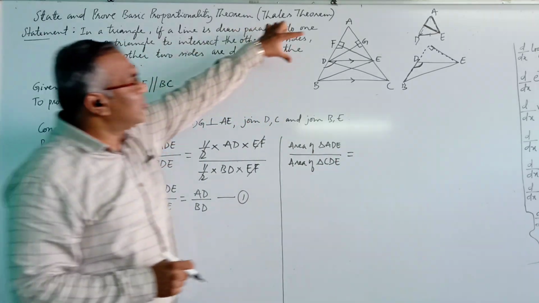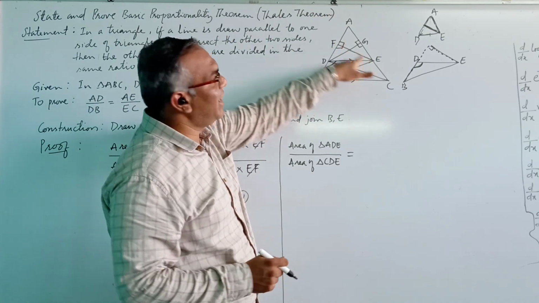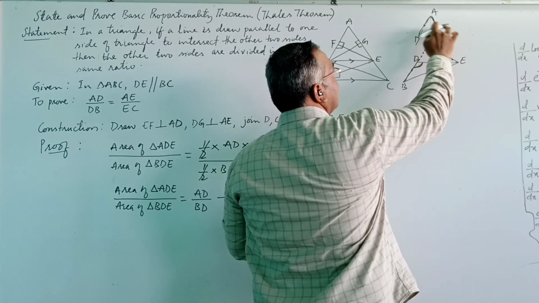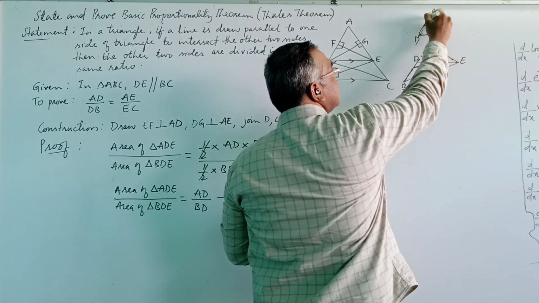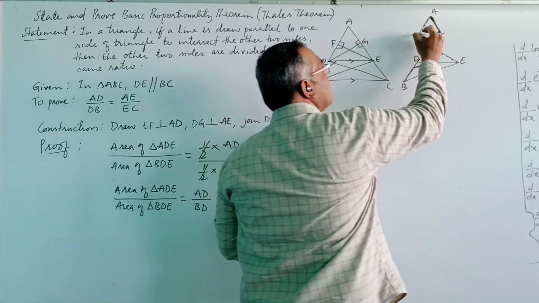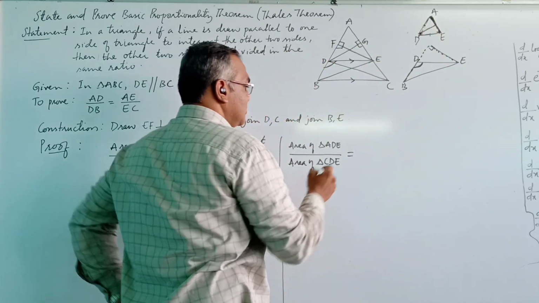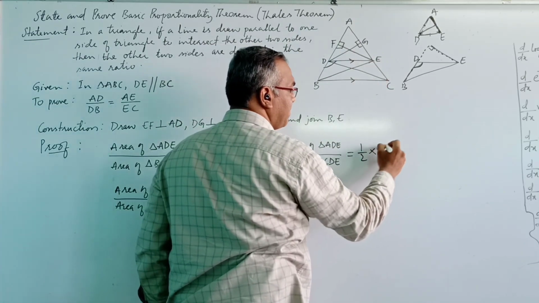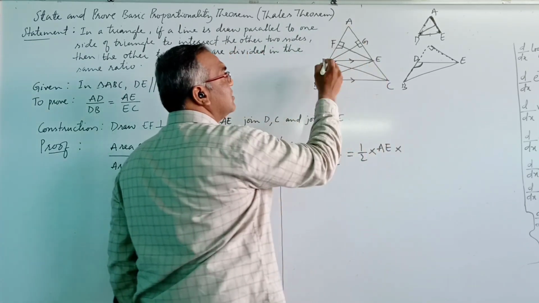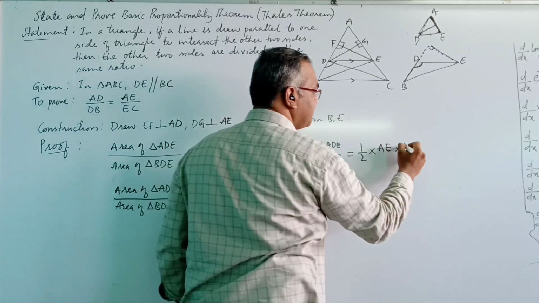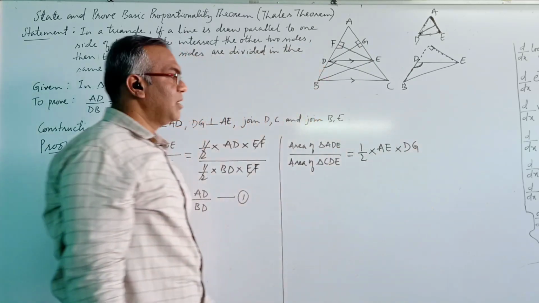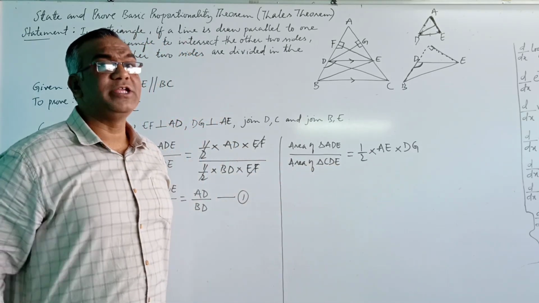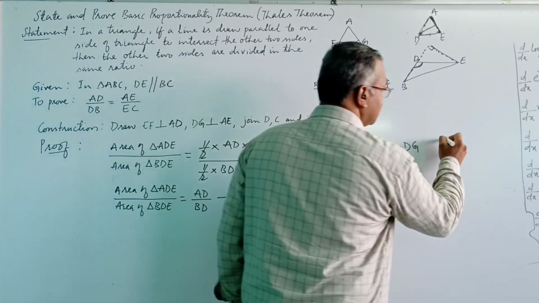Previously, we took AD as base, so EF was the height. Now consider AE as base. So this will be the height, right? So half into base, we are taking AE as base now. If AE is base, then DG will be the height. Half into base into height.